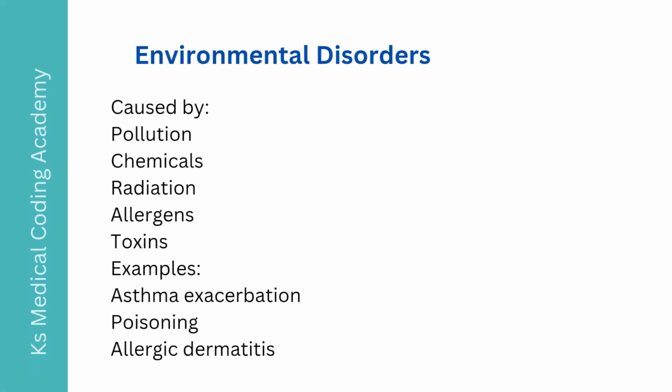Environmental causes. Environmental disorders are caused by exposure to chemicals, pollutants, allergens, toxins, or radiation. Common examples include allergic dermatitis, asthma exacerbation due to pollution, and chemical poisoning. Documentation often includes the cause, which helps coders assign proper external cause codes.